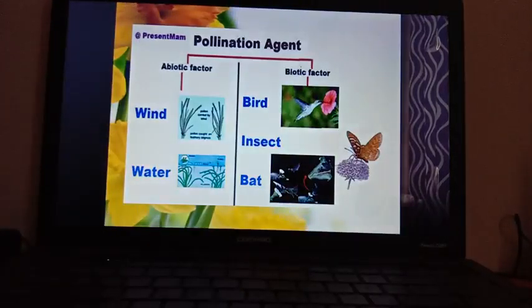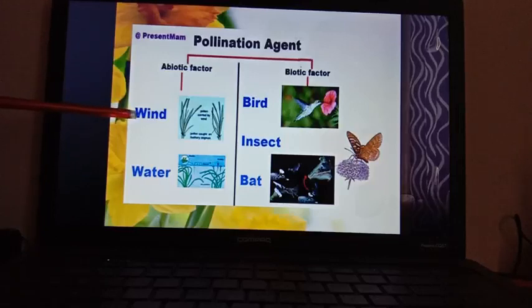Here you can see one small table. Pollinating agents are classified into two types, abiotic agents and biotic agents. Abiotic means non-living, you can understand that. Two types of pollinating agents are there in the abiotic category. One is wind, another one is water. So wind pollination and water pollination. Wind pollination is scientifically known as anemophily, and water pollination is scientifically called hydrophily.